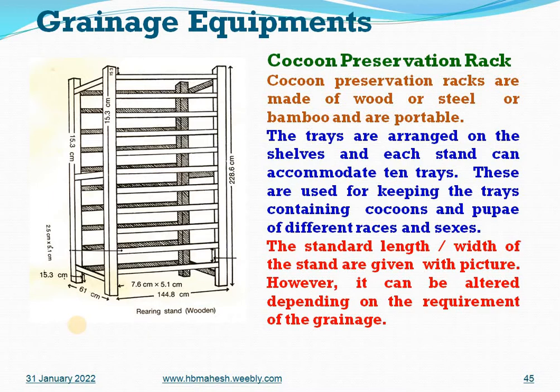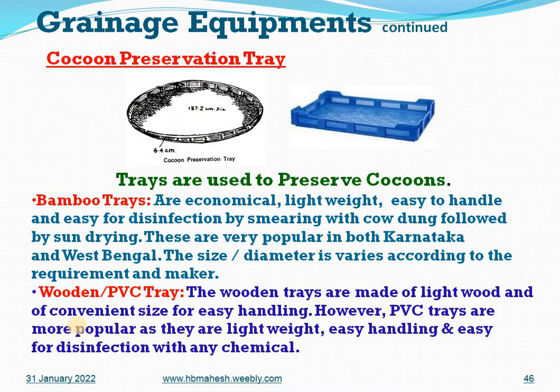The standard length and width of the stand are given in the picture. However, it can be altered depending upon the requirement of the grainage. Or in other words, it can be altered depending upon the length of the grainage building. Cocoon preservation trays, of course, and actually there are three types of cocoon preservation trays used. Number one, bamboo tray. Of course, they are lightweight, easy to handle, comparatively cheap. Number two, wooden. Of course, it's a little bit costlier than the bamboo trays, and they are heavy.